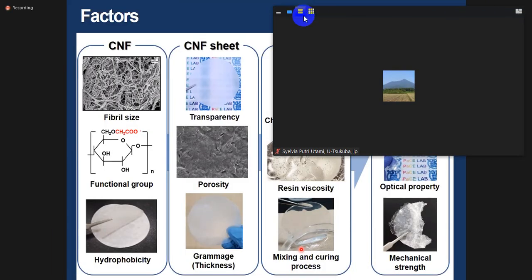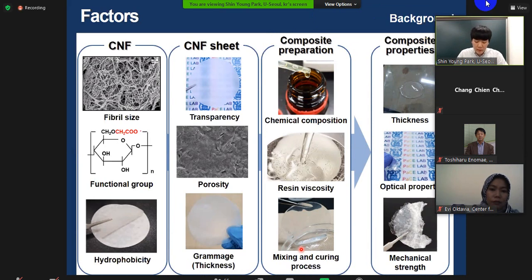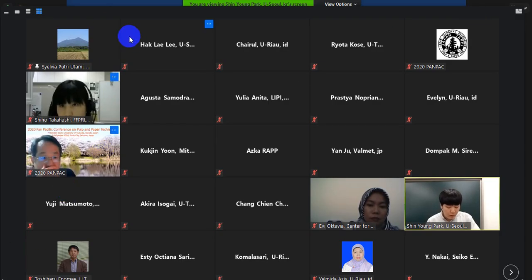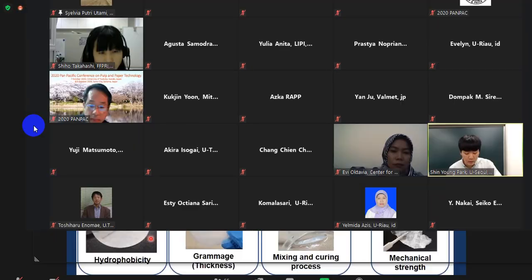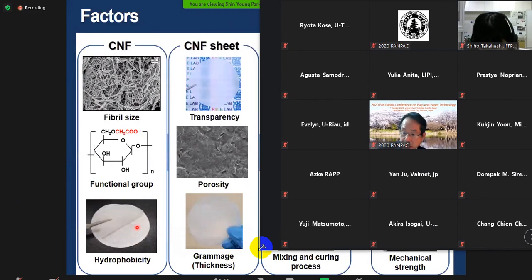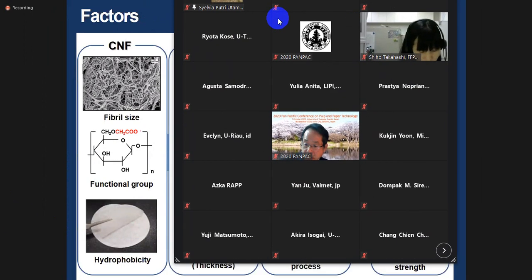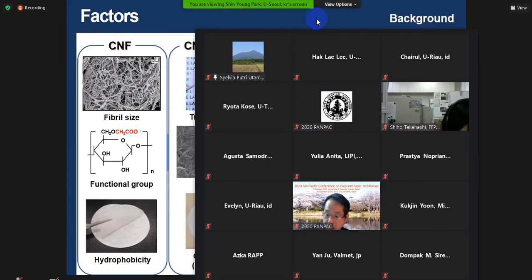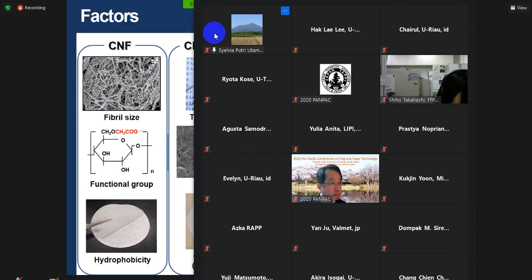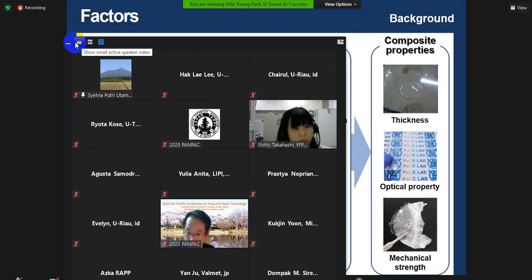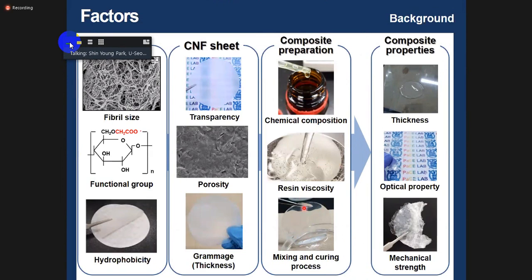When we think about the factors affecting the properties of the composite, factors from the properties of CNF, the properties of the CNF sheet, and the method of composite preparation can be considered. In case of the properties of CNF, the size of fibers, the functional group of cellulose, and its hydrophobicity can influence the properties of the composite. In case of the CNF sheet, its transparency, porosity, and grammage might determine the composite properties. Also, in the process of composite preparation, the chemical composition of resin, hardener and catalyst, the viscosity of resin, its mixing method with CNF, and the curing process can also affect the properties of the composite.